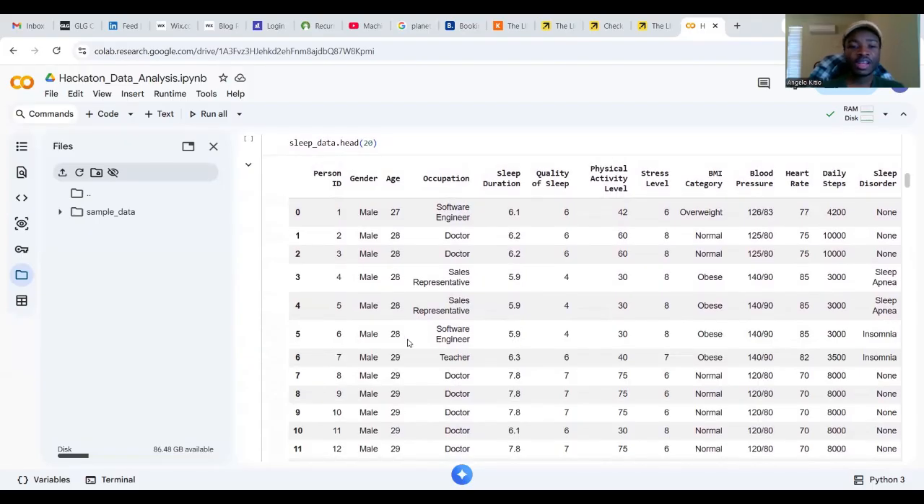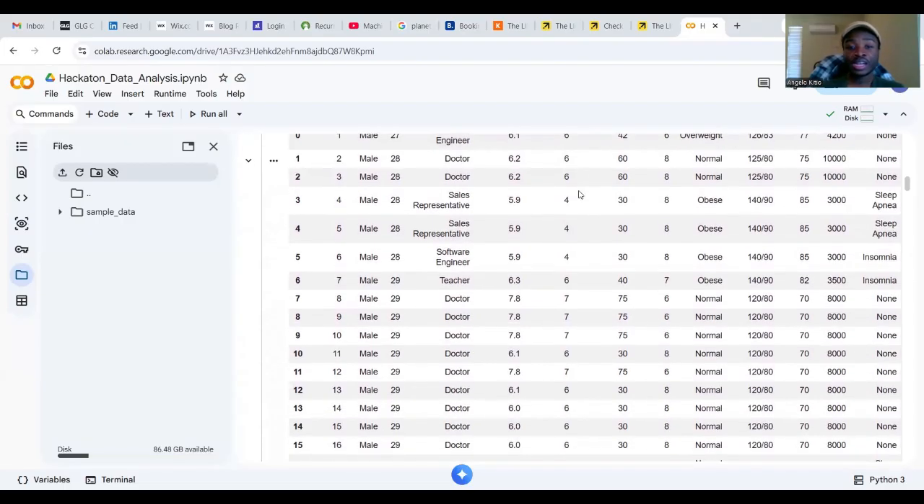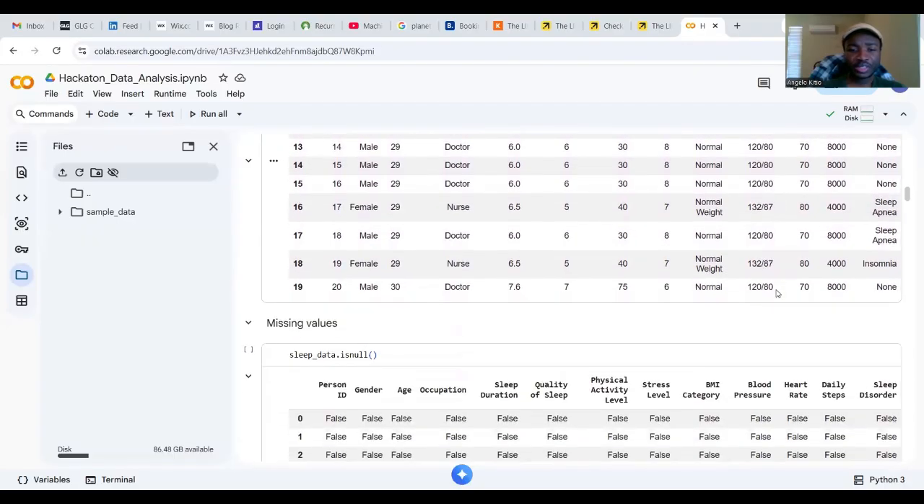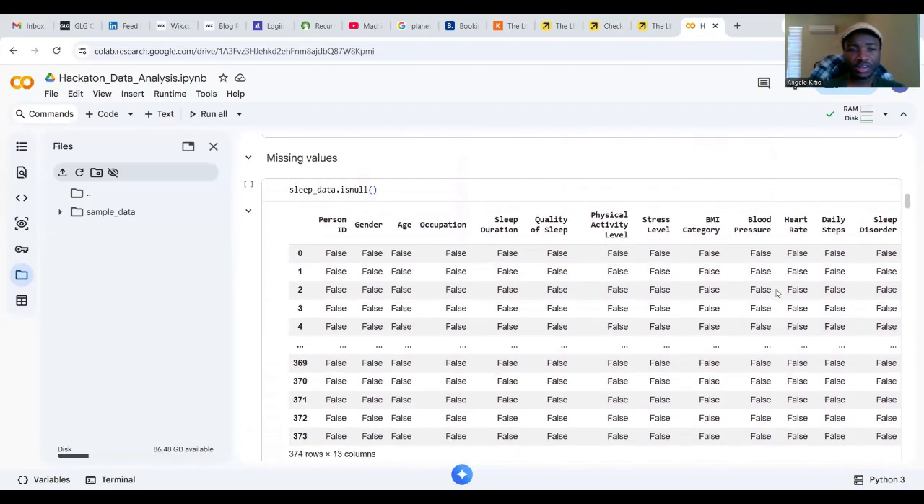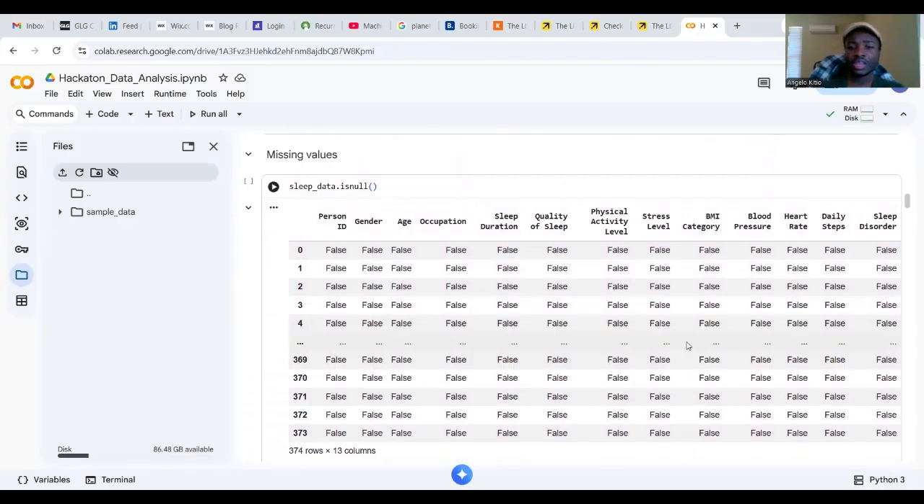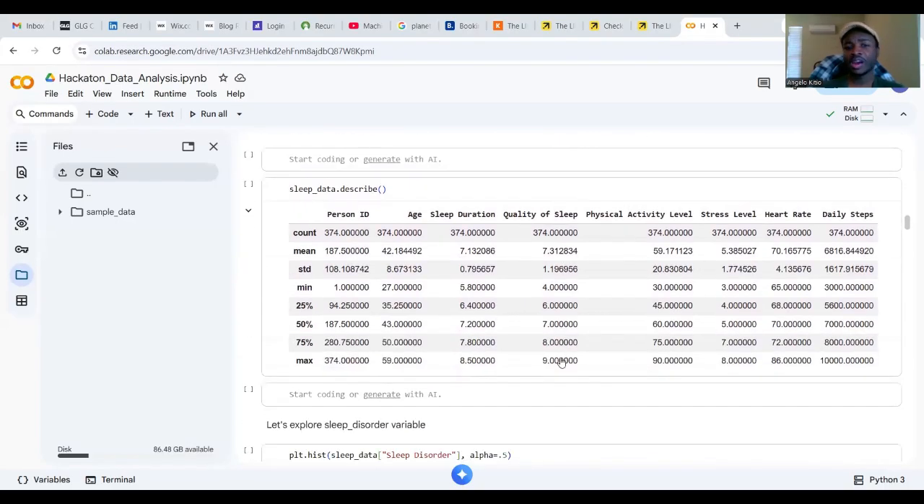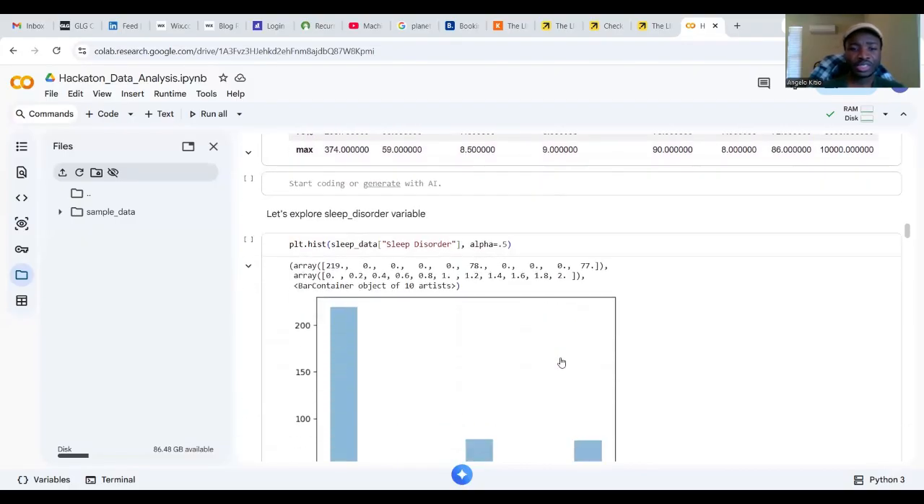So as you can see in the data, we have different occupations, software engineer, doctor, sales representative, teacher, and with the different sleep hours on average, you know, if they're overweight, if they have blood pressure, if they have some sort of heart disease, and, you know, that's just pretty much what the data looks like. And then we just started doing some basic EDA, like missing values, and there was no missing value, describing some of the variables in the data set.